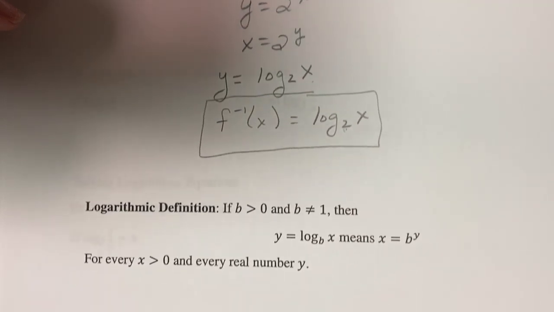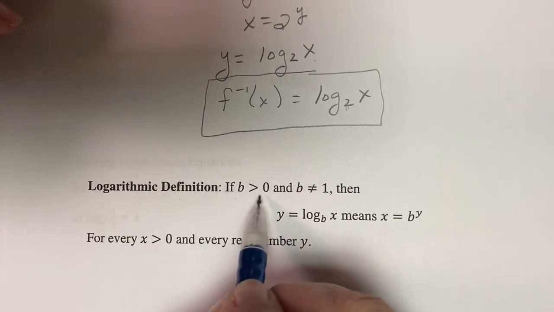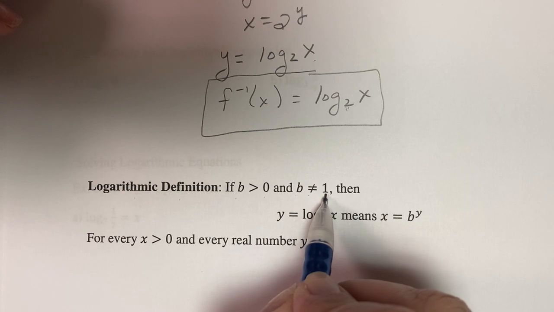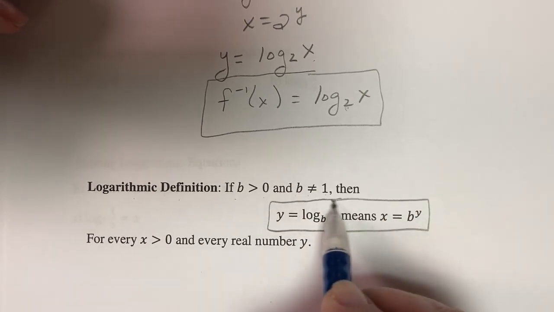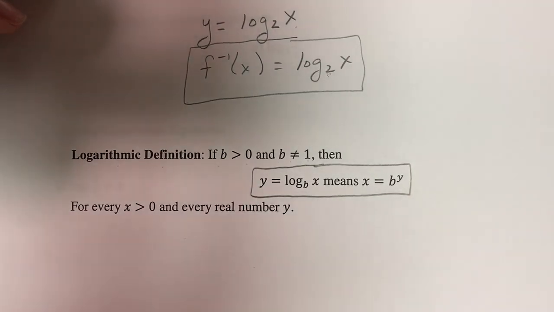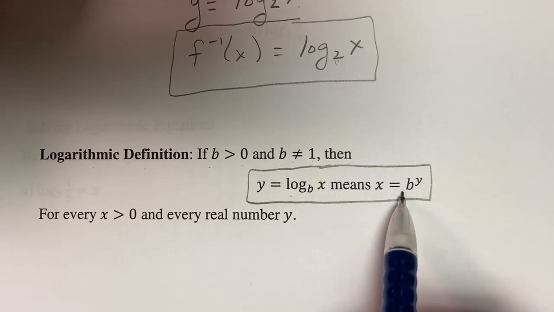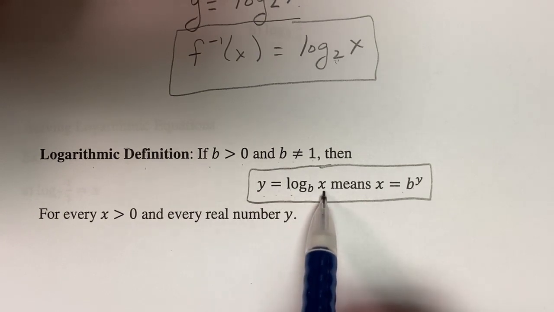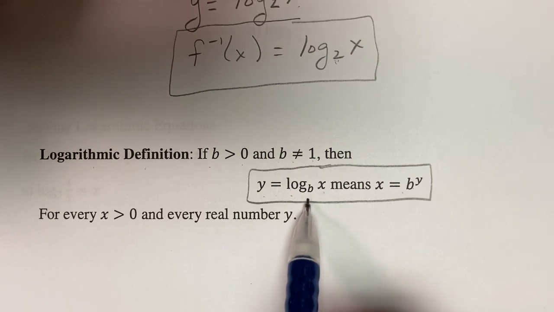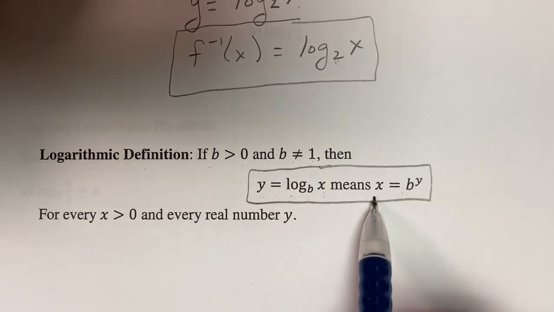So that's going to lead us to our logarithmic function definition. If b is greater than 0 and b is not equal to 1, so it has the exact same restrictions as it did for the exponential function, then this is the relationship that you need to know. Highlight this. It's very important that you know this relationship because we're going to be going back and forth from this form to this form and vice versa. So y equals log base b of x is the same thing as b to the y is equal to x, or x equals b to the y.